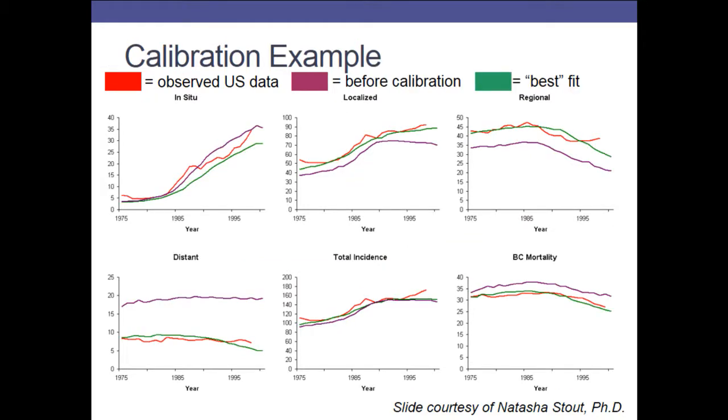So after an extensive calibration process, they made modifications to the model. So now their model output is this green line, which you can see much more closely follows the trend of the red line.